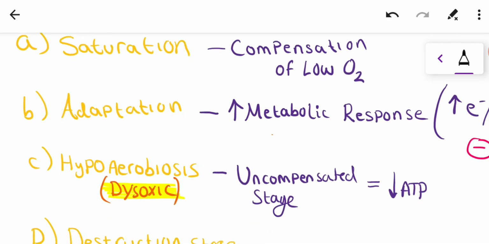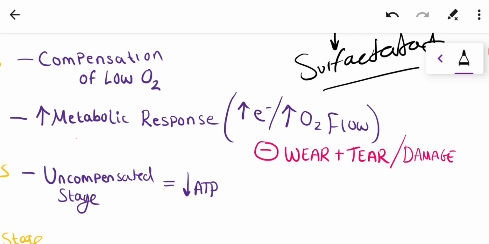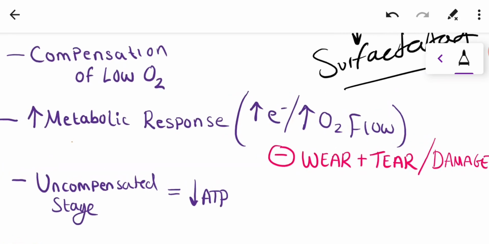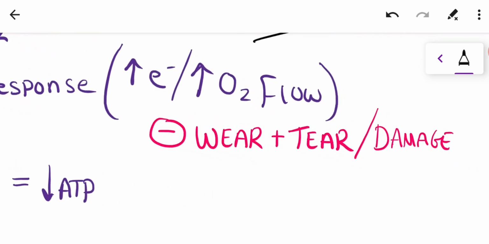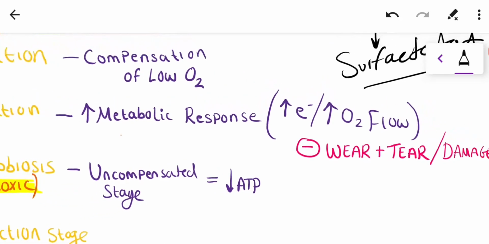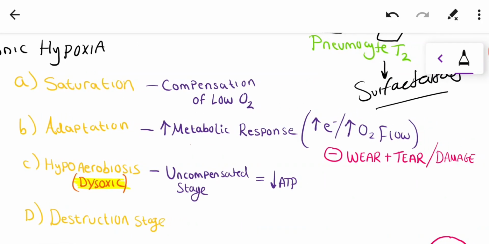Now, the second stage is adaptation. Adaptation here is where the body is in the late to end stages of compensation. It's trying its best to keep up its bodily functions with less oxygen. So it's trying now to increase the oxygen supply so it can keep up with metabolic demands. This can cause wear and tear and damage to the tissues, etc.